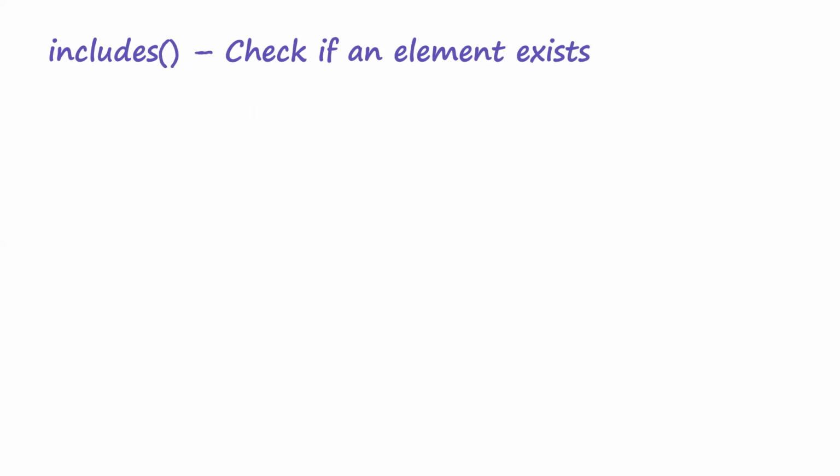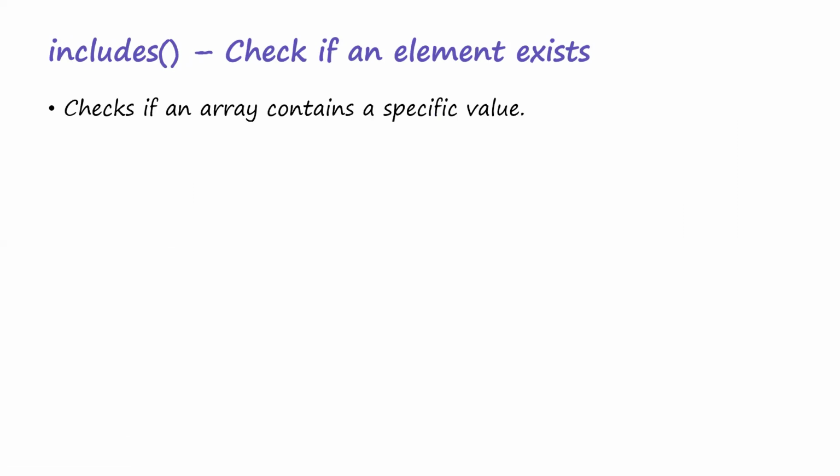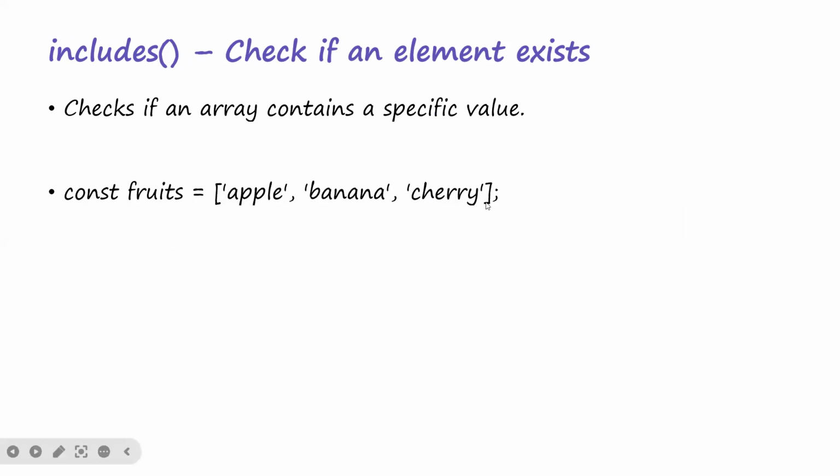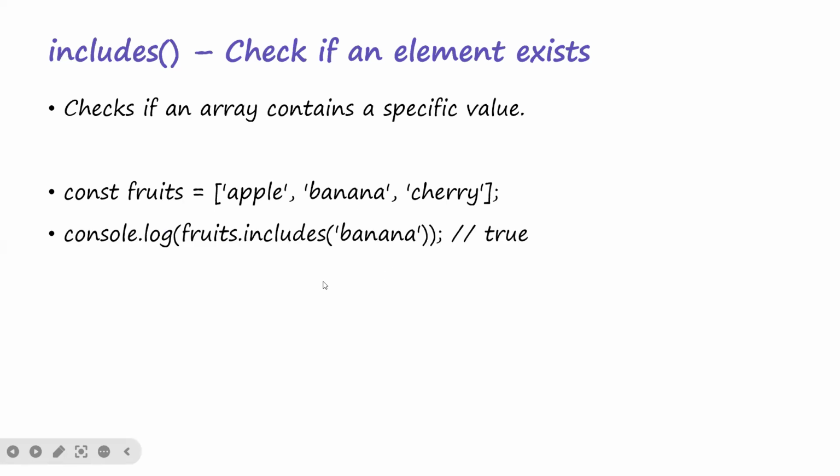So what includes does is that it checks if the array has a particular element. So it checks if an array contains a specific value. So we can say apple, banana, cherry in an array, and we want to check, does this fruit array contain or include banana? So that is how it goes.